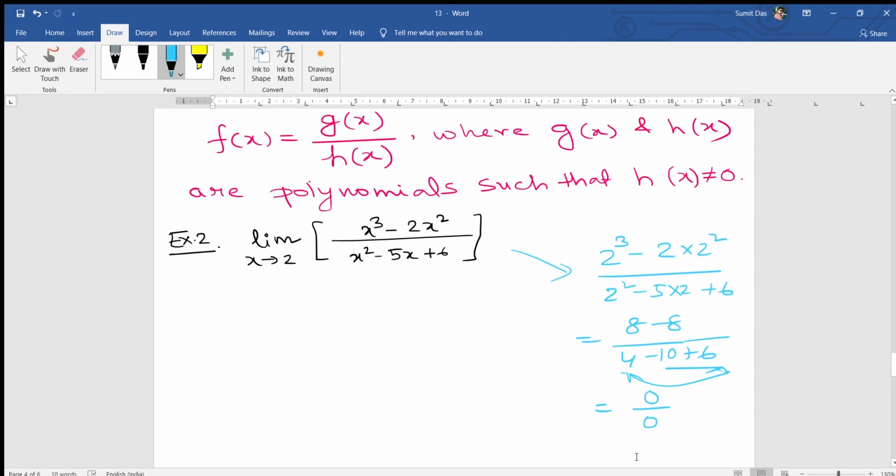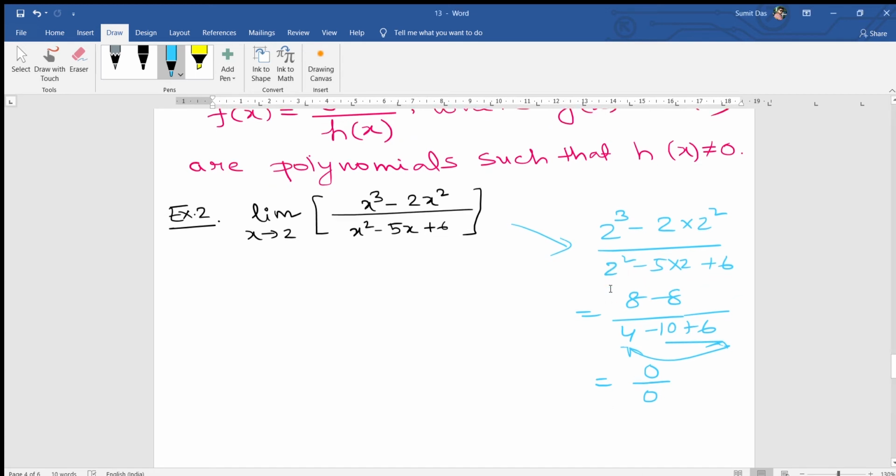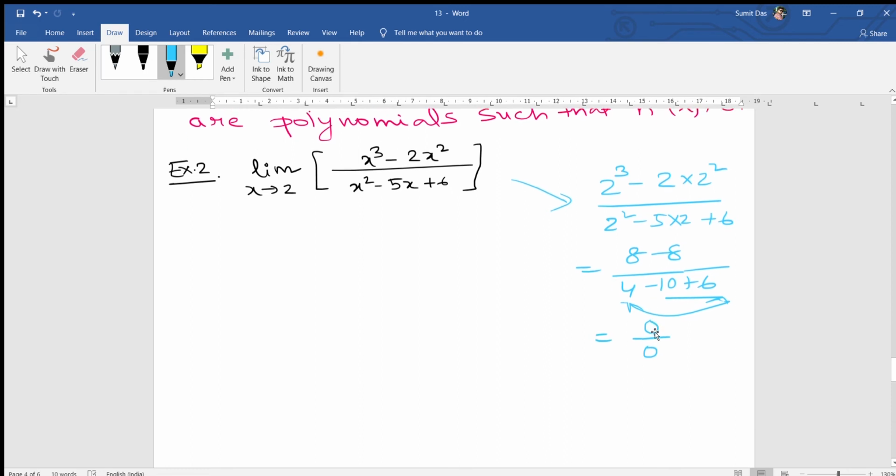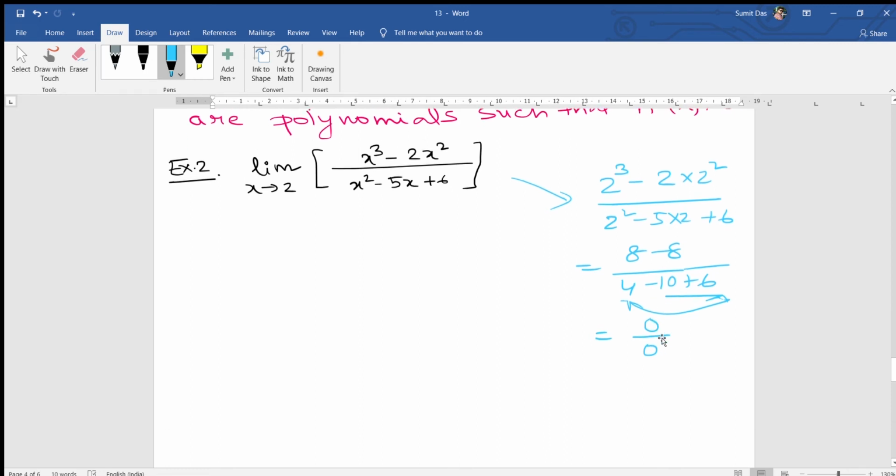Okay, for that reason I just want to show you what is the difference between putting the direct value and simplifying. Whenever we get 0 by 0 form, this is called indeterminate form. I hope I told this last day. Whenever we get indeterminate form 0 by 0, we have to simplify the function, we can simplify a little bit.